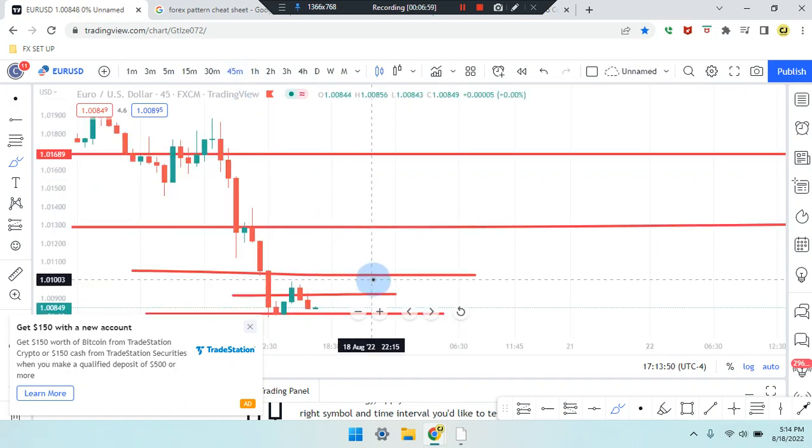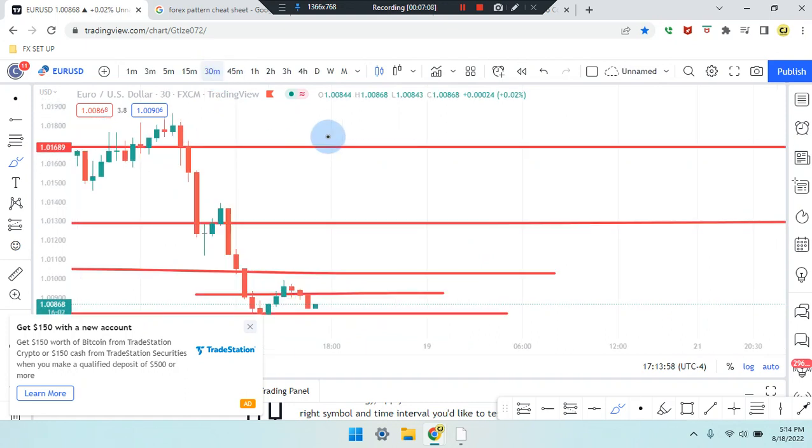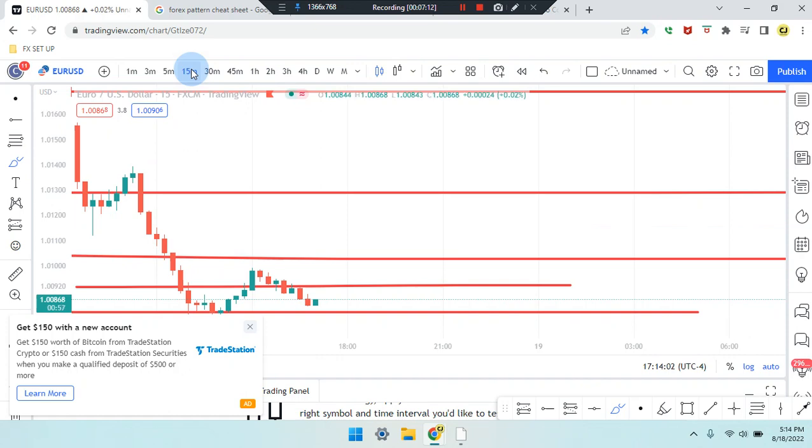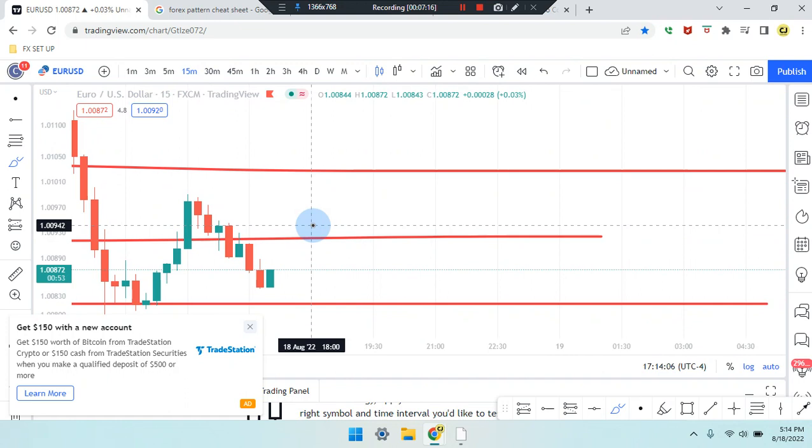On the 45 minutes, still reading the same thing, price action, bullish green doji, still waiting at the area of support. 30-minute time frame, same as well. 15 minutes time frame, same as well. Price action is kind of moving on a 15-minute time frame currently.